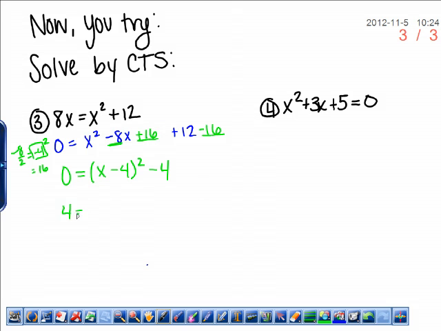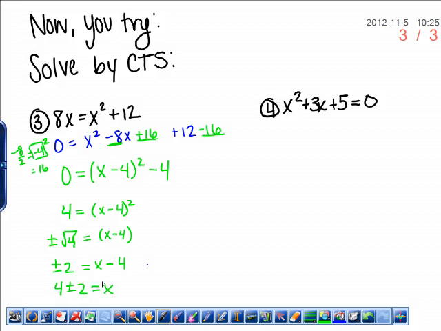Okay, so to solve this, what do you do first? Add 4, so you get 4 equals x minus 4 squared. Then what? Square root it. So you get what? Plus or minus the square root of 4 equals x minus 4. Okay, then what? Yep, this is plus or minus 2 equals x minus 4. Then what? Add 4. So you get 4 plus or minus 2 equals x.